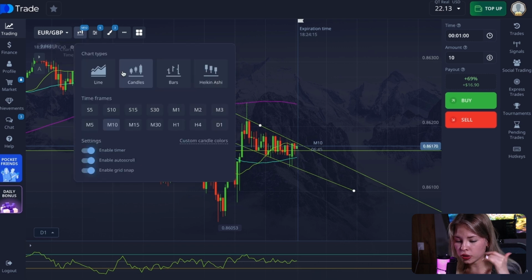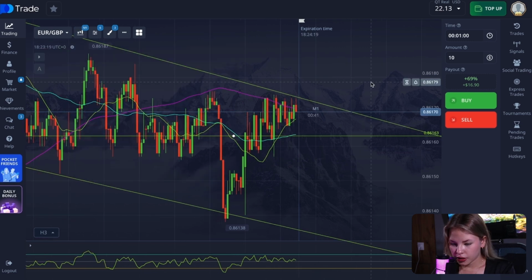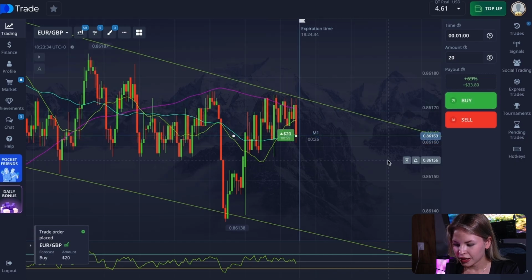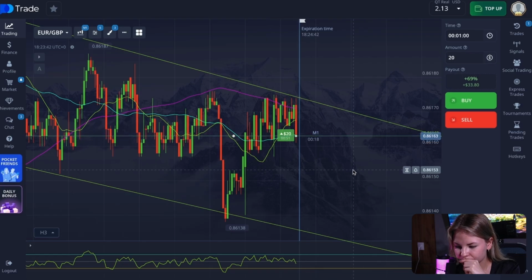Everything now points towards an upward breakout, but I'll switch to a smaller time frame. Okay, right now I see a long setup. I'll enter with $20, 1 minute expiry, and I'll wait for a perfect time. Oh my god, yeah, I'm going long. You've seen this candle. Wow, it was a great takeoff. Quick long entry.